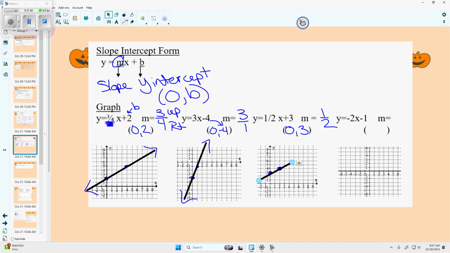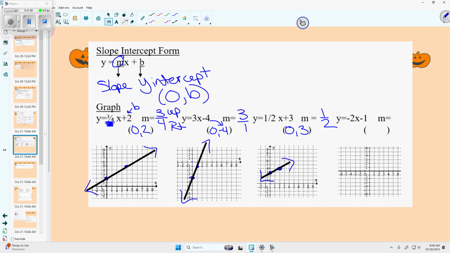Does it matter how long or short I draw that segment when I draw it? No, because what am I putting on the end of it? Arrows, which means it goes on forever. So I don't care how long or short it is, as long as we got arrows on the end of it. All right, last one.